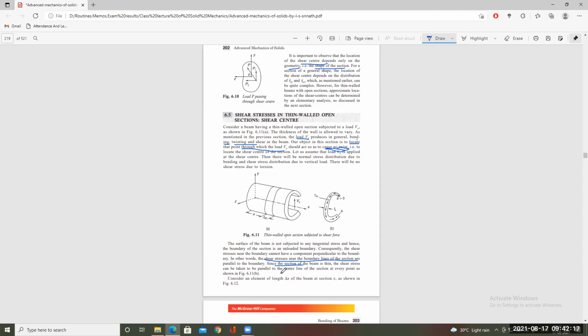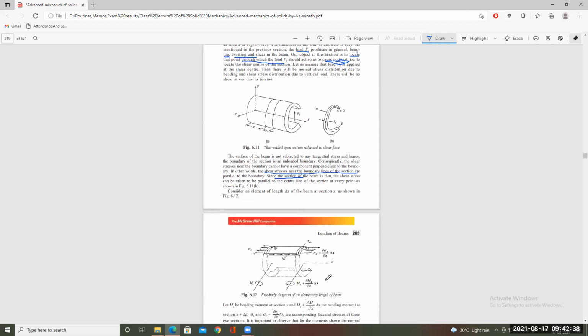Shear stress will be parallel to the central line of the section itself. So this section should have the central line, and shear stress will act parallel to it. Say an element of length delta x, at a distance x from the end of the beam as shown in the figure. Next, this section of the beam, between this section and this, it will be like this.